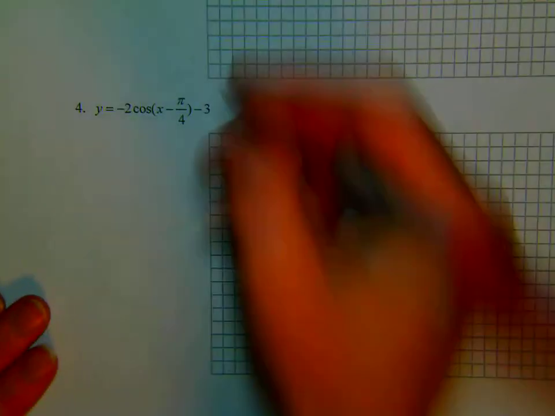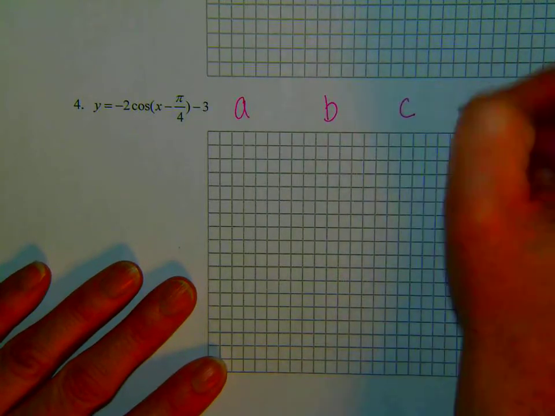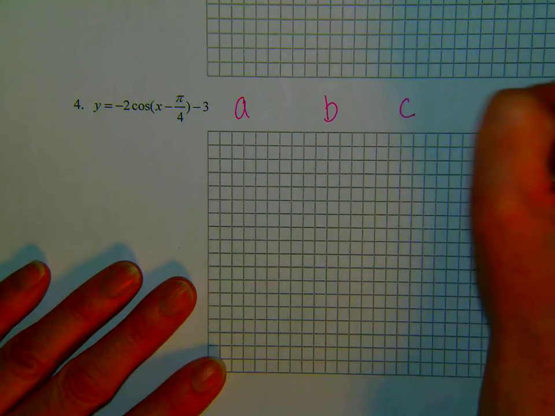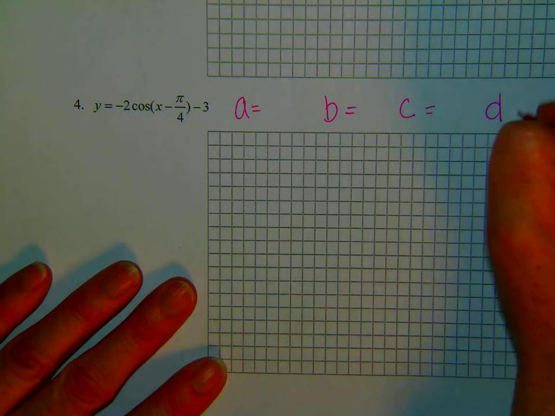Okay, so we're graphing a sine curve. We want A, B, C, and D. Sorry, I said cosine curve. We're graphing a cosine curve. We want A, B, C, and D.